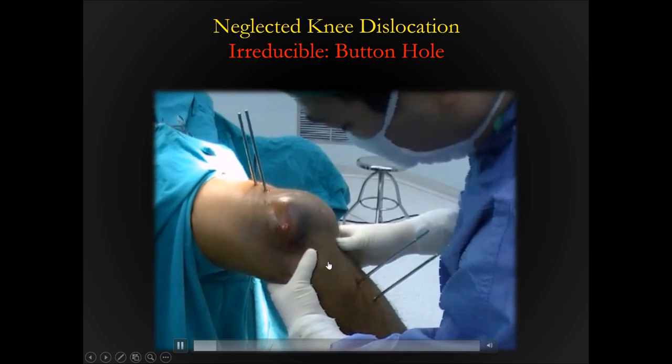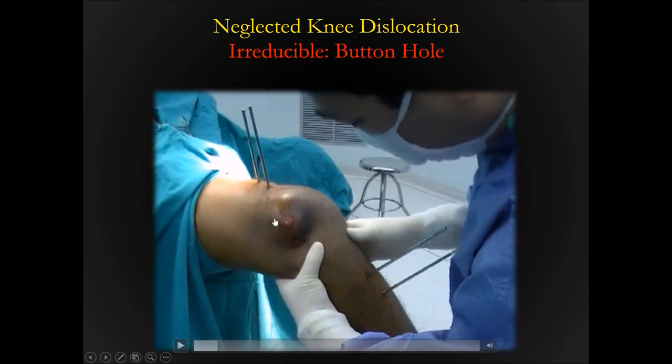And this is another patient. What is that? What's wrong with the knee? Yes, very good. Why buttonhole? Tell me. It looks like a button. You see the dimple here, right? This is the femoral condyle.